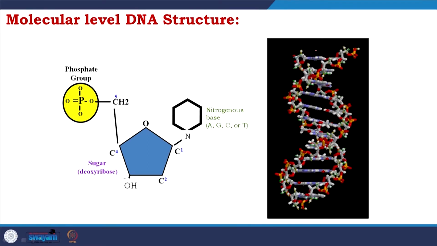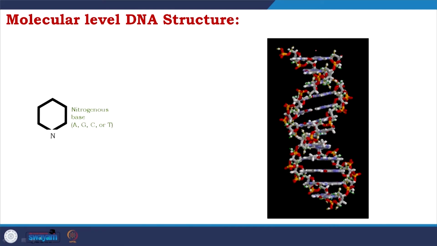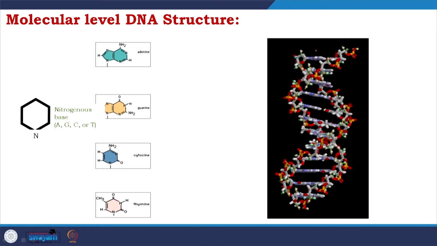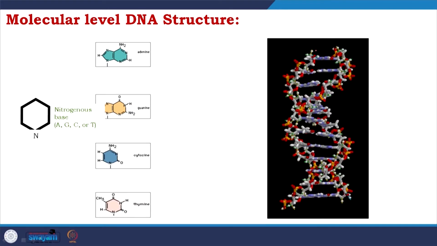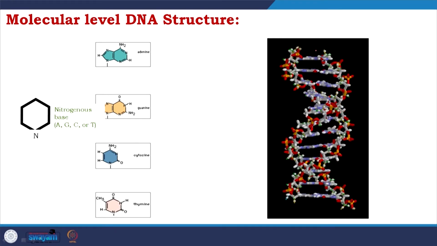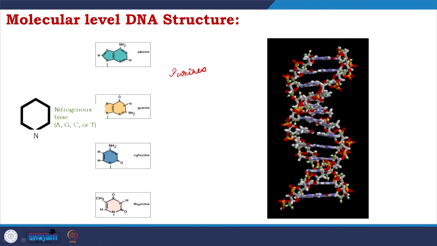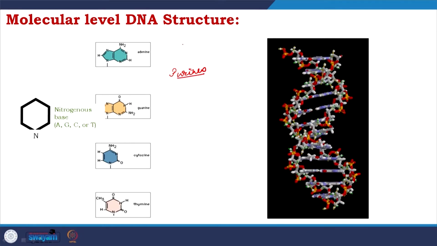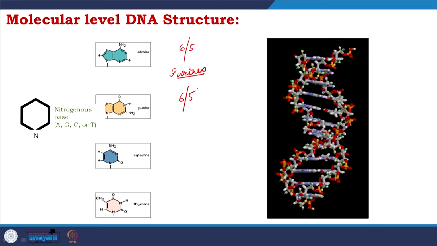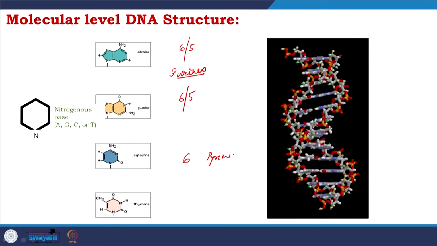So, first take a look at the nitrogenous bases. The nitrogenous bases are of 4 types: adenine, guanine, cytosine and thymine, as I told, but among those 4 they are also divided into 2 classes. Adenine and guanine are called purines. Here there is a 6-membered ring followed by a 5-membered ring, whereas cytosine and thymine have only a 6-membered ring and they are called pyrimidines.